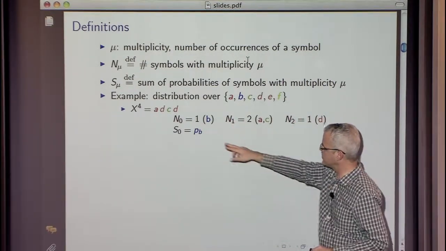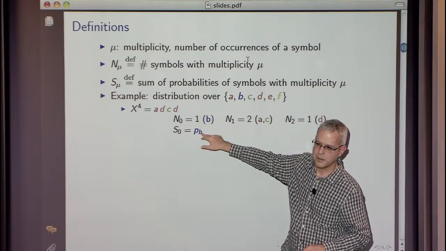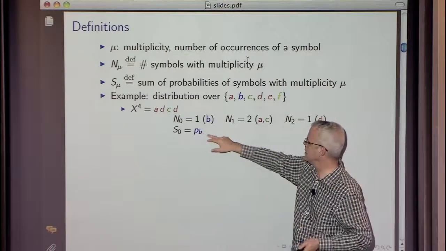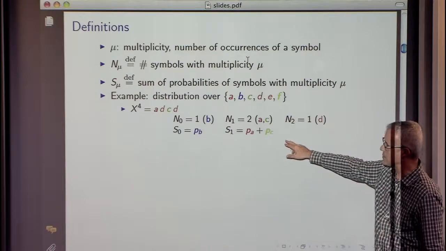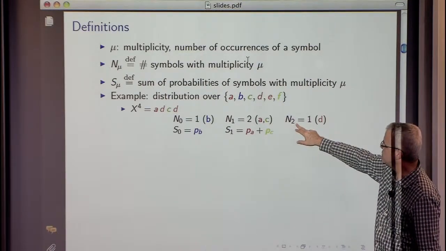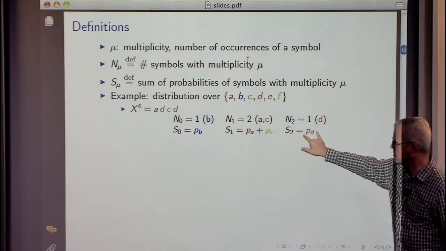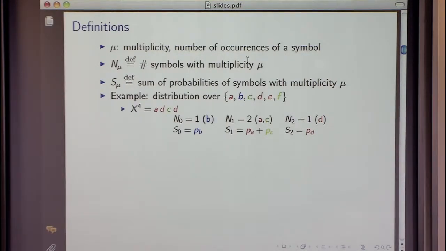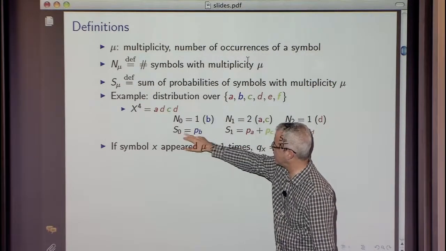Okay. And if you look at S0, the total probability of things that appear 0 times, it's just the probability of B. We don't know it, but it's that probability. And S1 is the total probability of things that appeared once, so it's PA plus PC. And S2, sorry, is just the sum of the probabilities of the things that appear twice, it's just PD. Okay. So these are the sums of the probabilities.